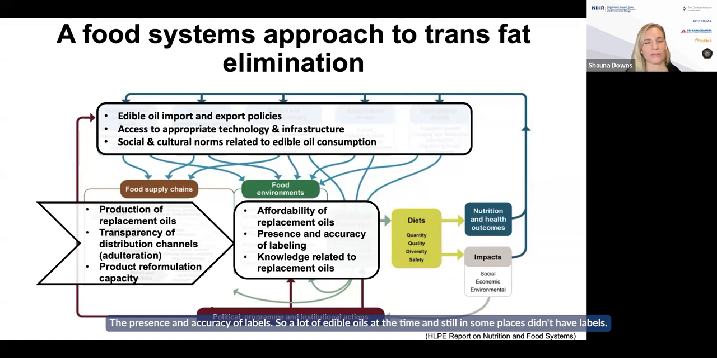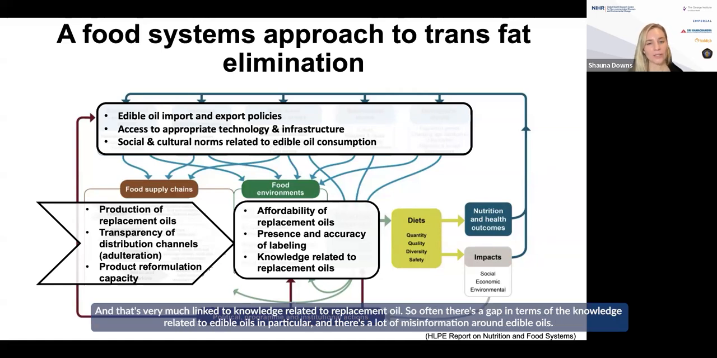The presence and accuracy of labels. A lot of edible oils at the time, and still in some places, didn't have labels. So there wasn't transparency in terms of what you're actually purchasing. So even if you as a consumer wanted to shift away from consuming an oil that was high in trans fat, it's not always possible to do that if you don't have the information to make that choice.